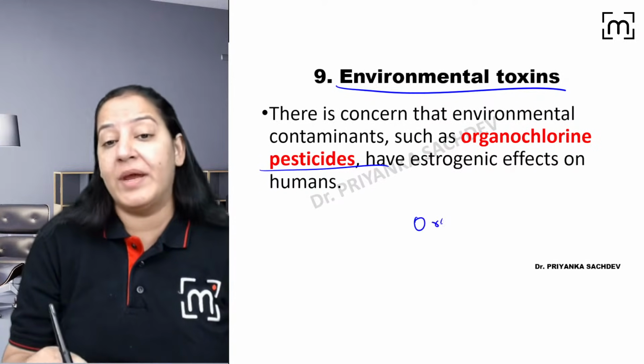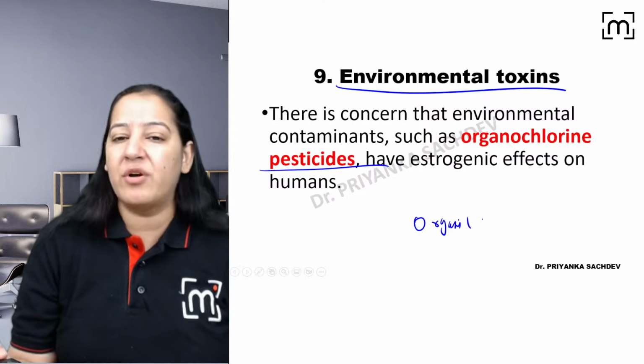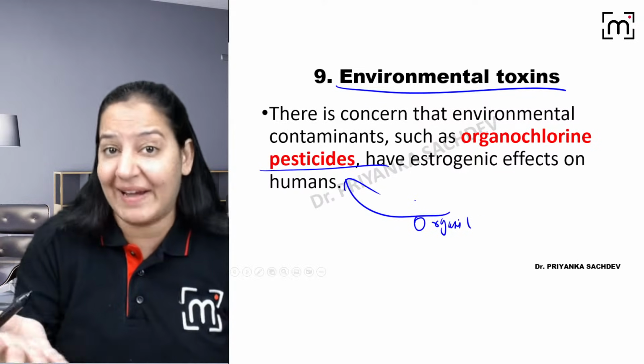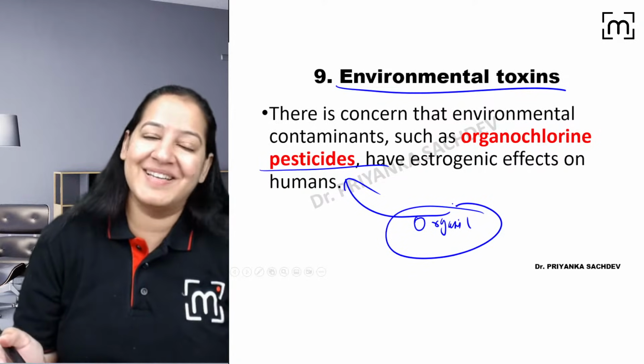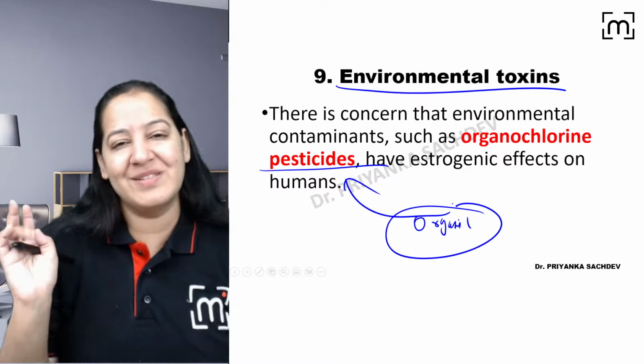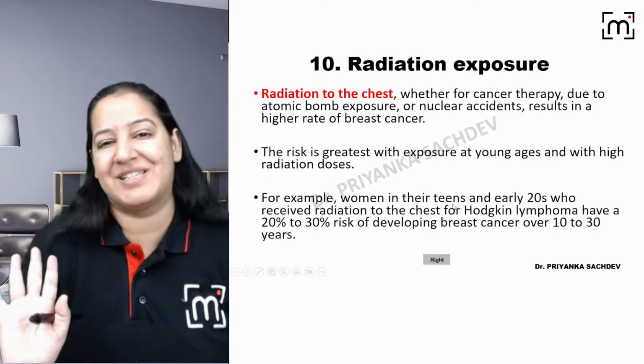Nowadays, it is a fashion to eat organic food. Organic food is what food? Organic food is free of pesticides, they claim. So it is very costly. They claim that it is, but who knows whether it contains pesticides or not. So pesticides increase the risk of many cancers. One of them is breast cancer, right?